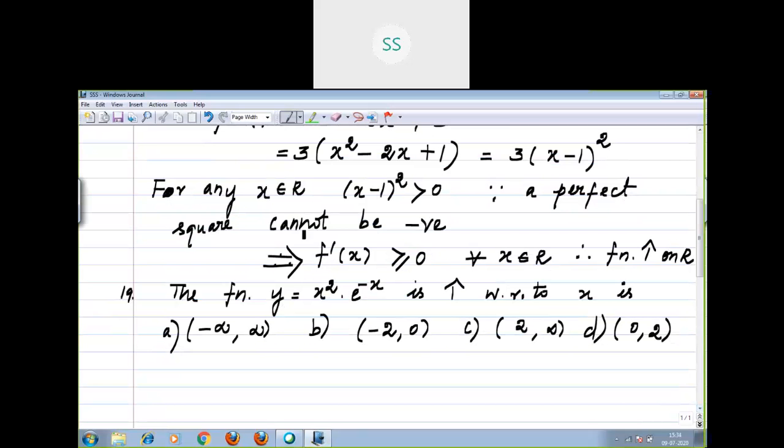y is equal to x square into e power minus x. Here you are going to apply a product rule, uv. The derivative of uv equal to uv dash plus vu dash. Already I have discussed this, right? So you have to recall.